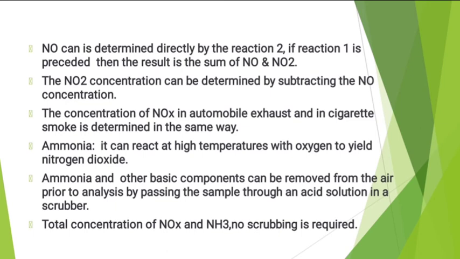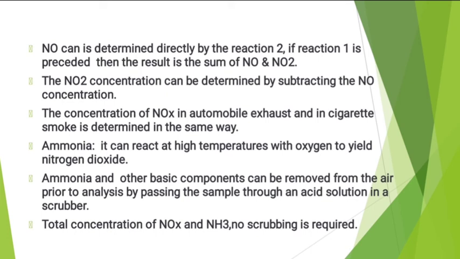The concentration of NOx in automobile exhaust and in cigarette smoke is determined in the same way by using the chemiluminescent apparatus. As earlier I have told you, NOx is the sum of the concentration of NO and NO2. And similarly to NO2, we can determine the amount of ammonia present in the air. When the analysis of ammonia starts, this ammonia reacts at very high temperature with oxygen to yield nitrogen dioxide.